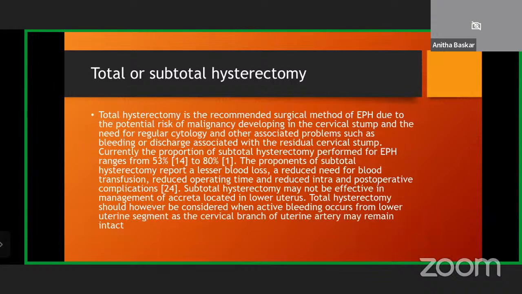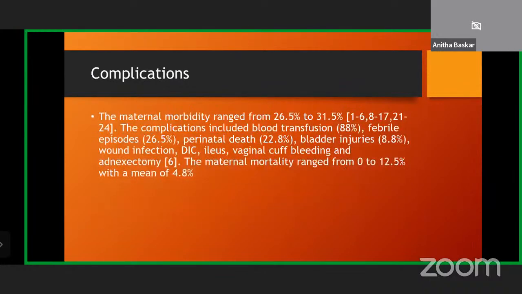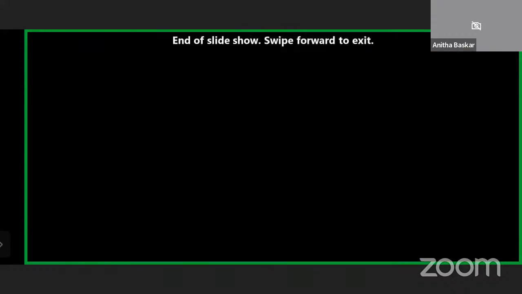This is the type of total and subtotal hysterectomy. What are the complications of hysterectomy? Maternal morbidity ranges from 26 to 31%, and complications include retransfusion, febrile episodes, and perinatal death. Bladder injuries are more common in morbidly adherent placenta, along with wound infection and DIC. The patient may go for DIC.